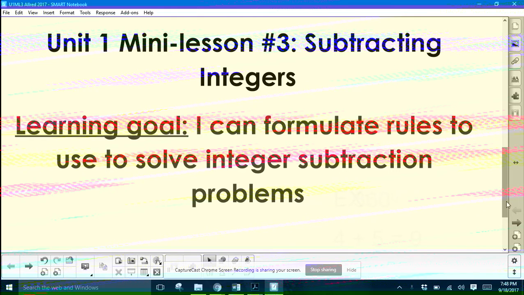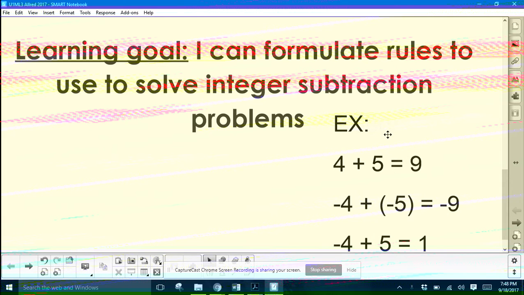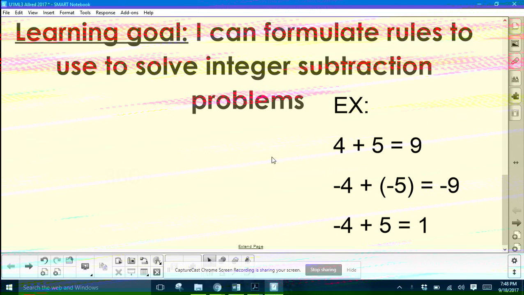Please remember that earlier this week we talked about adding integers, and we really looked at 3 different things that could happen. We said that you might take 2 positive numbers and add them together. 4 plus 5 is still 9. We said you might take 2 negative numbers and add them together. -4 plus -5 would be -9.